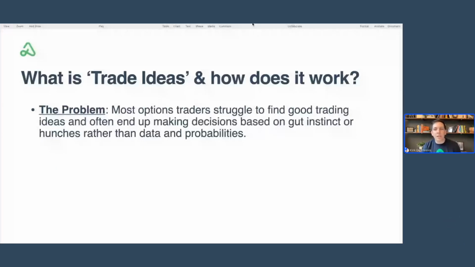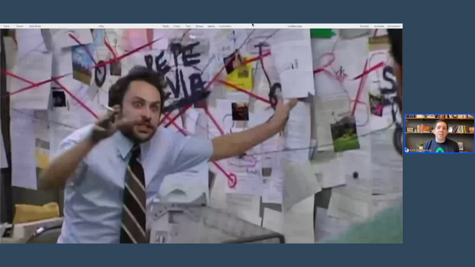So the problem is we all together, because we're all traders here, we struggle to find good ideas and we end up leaning on hunches and gut instincts, stuff like that. And if you look like this, that's probably how we all feel. I've been like this, right? I love this picture. This is how we probably feel when we're coming up with trade ideas.